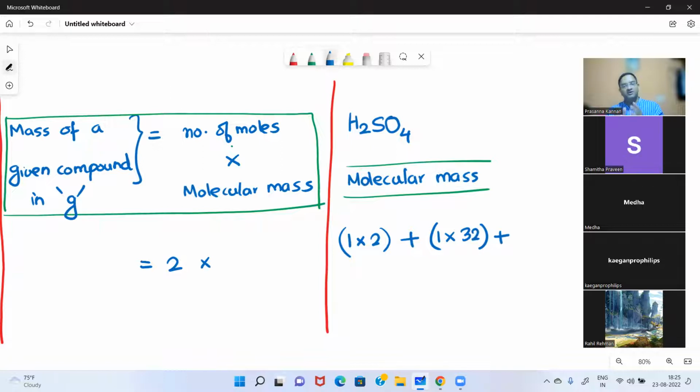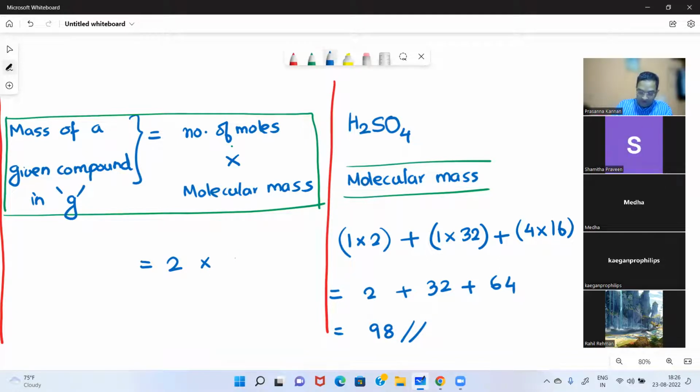As I told you, you're expected to remember the atomic masses of the first 20 elements. All right. The atomic numbers, first 20. You should know the atomic masses also. All right. Oxygen, what is the atomic mass? 16. How many are there? 4 oxygens are there. So it is 4 into 16. So we have 2 plus 32 plus 64. It's 96 plus 2, 98. Therefore, the molecular mass of sulfuric acid is 98.